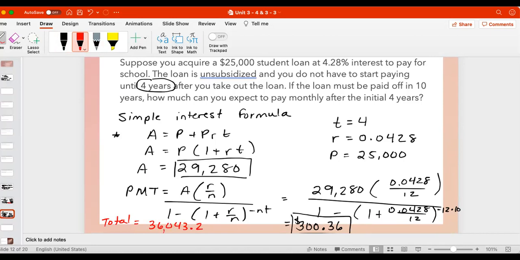And then you could subtract the $25,000 because that was the loan. And if you subtract $25,000, you'll get 11,043.2. And I'm going to write that on, I think, the next slide because I kind of ran out of room here.